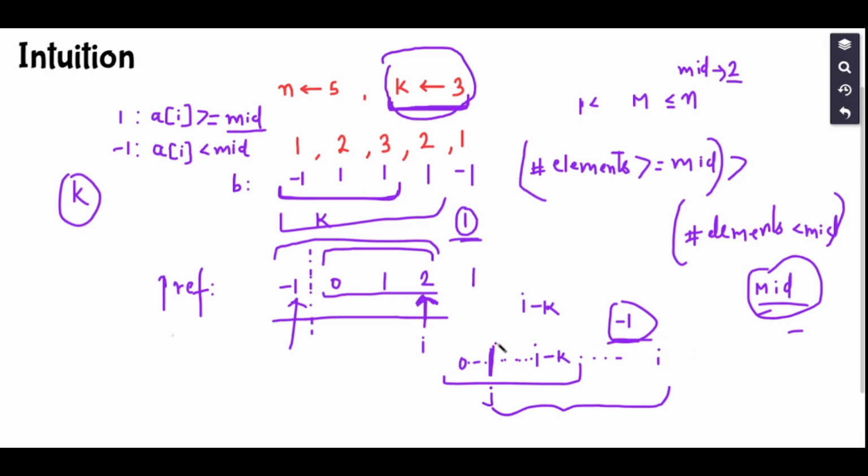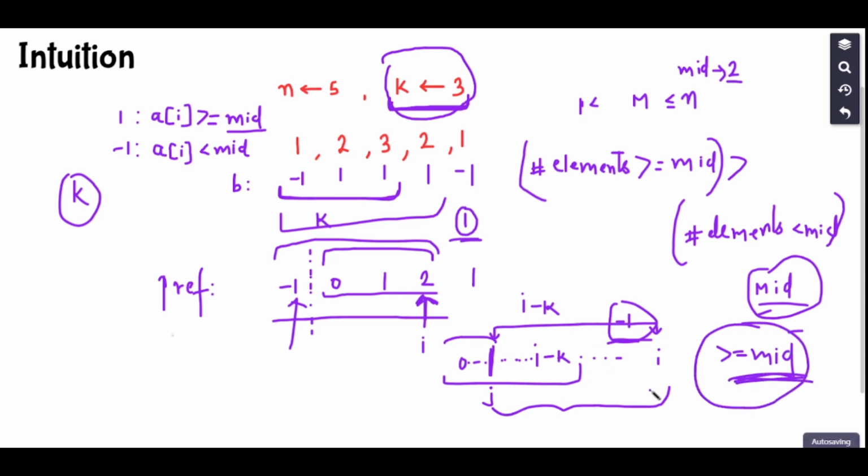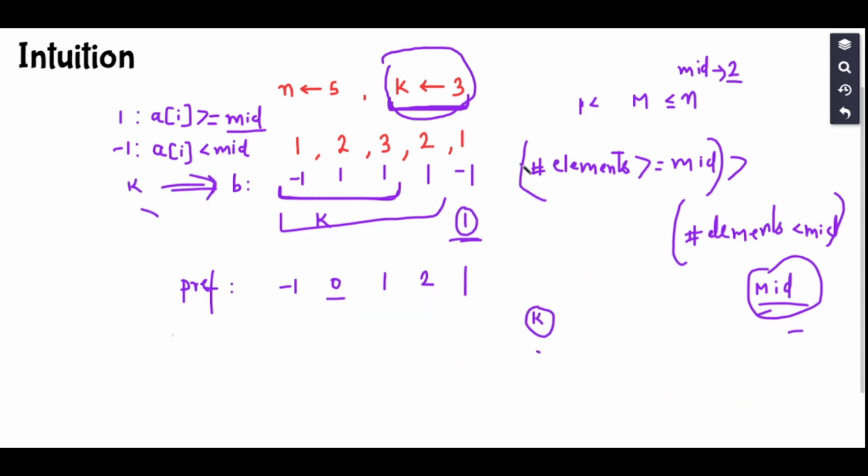Why? Because till this point j, I already have the minimum prefix sum. That is, I already covered the maximum number of elements which are less than mid. So from j to this point i, there is more chance that we have more elements which are greater than or equal to mid in this range from j to i. Why? You can take an example and understand it better. Valid.